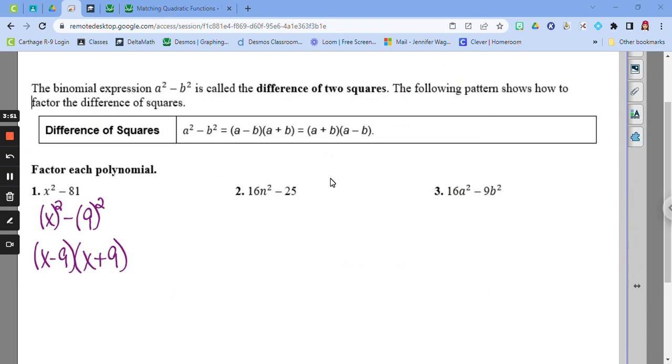So number 2, 16n squared minus 25. Two terms, separated by a difference. 16n squared can be written as 4n squared. 25 can be written as 5 squared. So I have a difference of two squared values. So that means the first factor is 4n minus 5, and its conjugate, 4n plus 5. So you have the exact same factors, one subtraction, one addition.